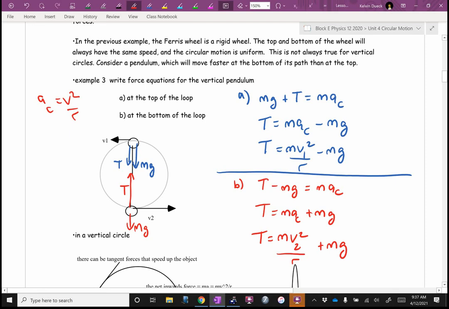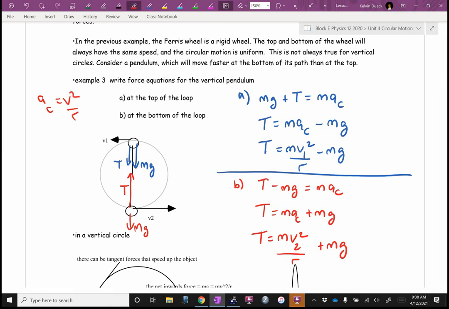Where is a rope more likely to break? Where is tension going to be the biggest? At the top or at the bottom? Why? You're right. Convince me. Look at the equation for the top. Circular motion minus gravity. Doesn't that make the answer smaller? Circular motion plus gravity. Doesn't that make the answer bigger? Oh, and this speed is going to be bigger than that speed, because you slow down at the top and you speed up at the bottom.